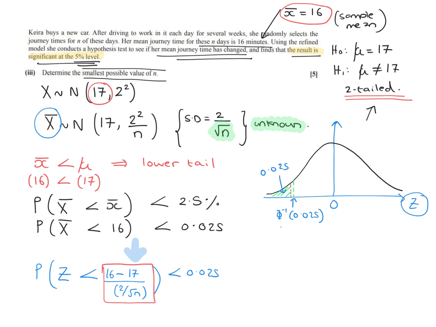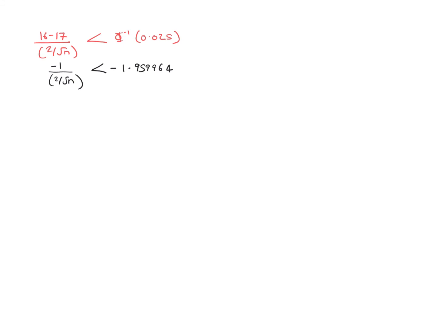So what we know is that 16 minus 17 over 2 over root n is less than the phi to the minus 1 value of 0.025. So simplifying this, that gives me negative 1 divided by 2 over root n must be less than minus 1.959964, which I've worked out using the inverse normal distribution in stats mode on the calculator. So now we need to solve this inequality.